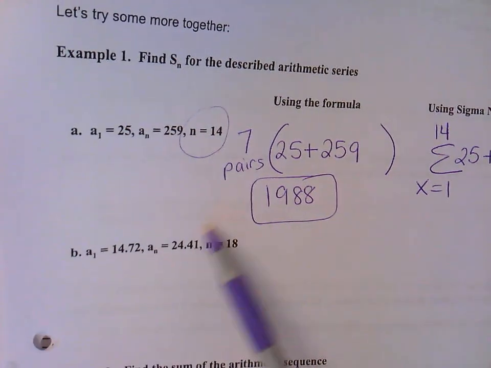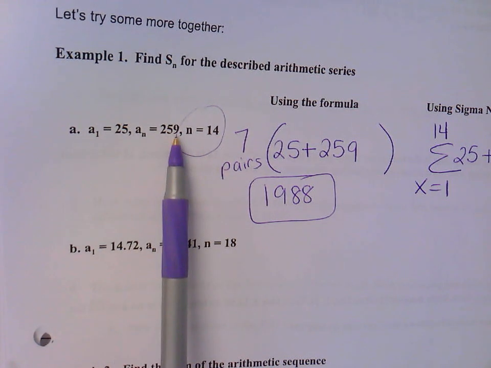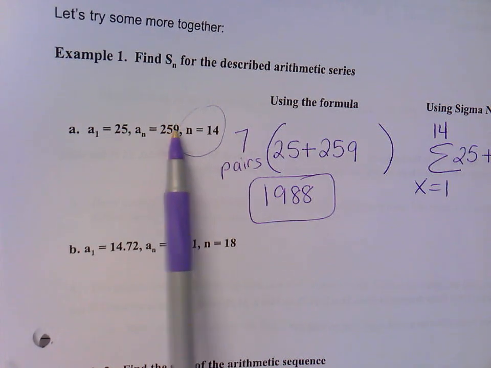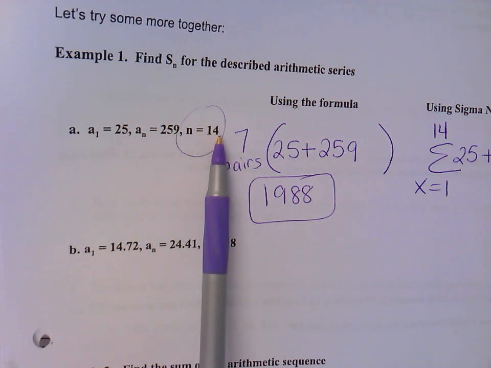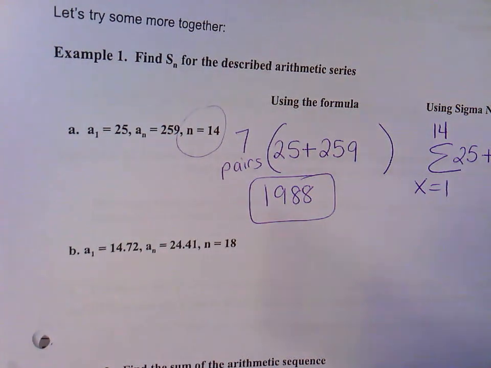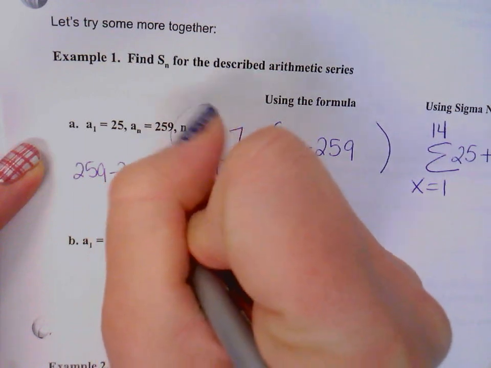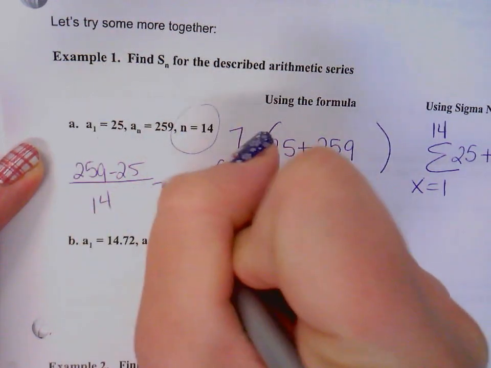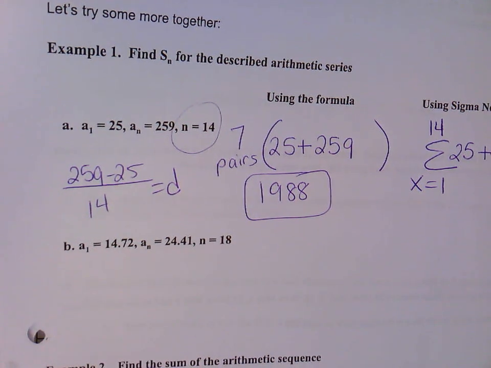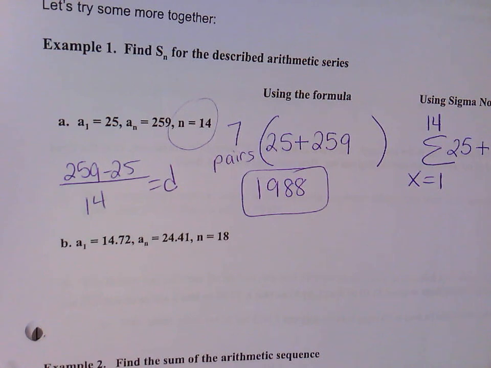How far did I go, right? I went from 25 up to 259, so I could subtract those to find the total difference and divide by the number of terms to get the difference between each term. So 259 minus 25 divided by 14 will equal D, right? Because I went from 259 minus 25, and I'm dividing by 14.